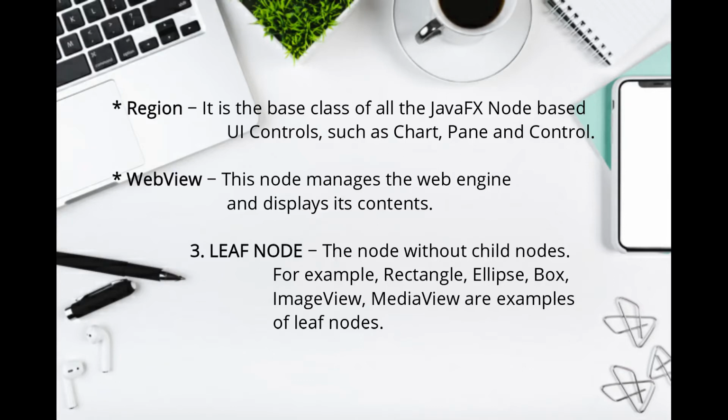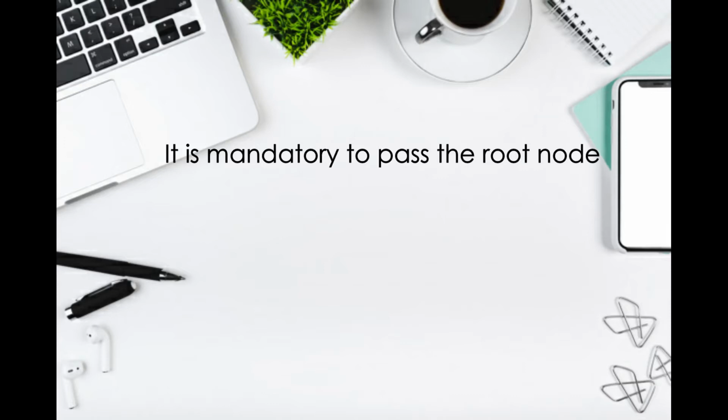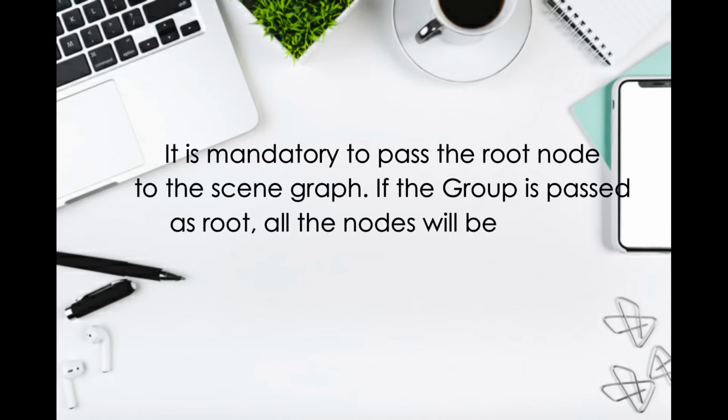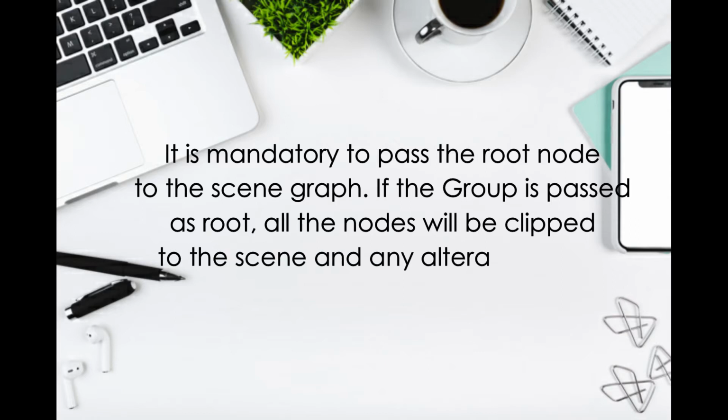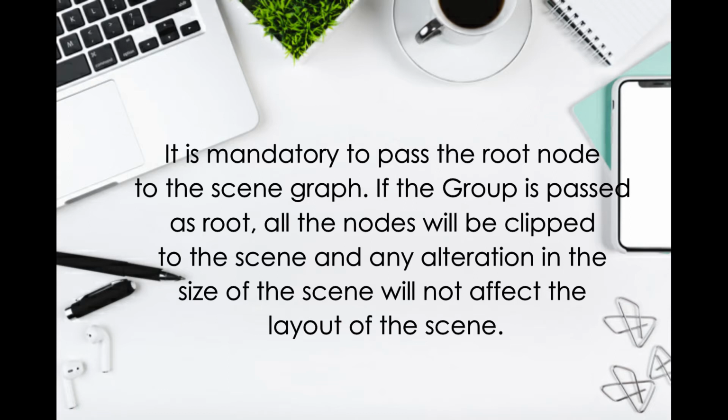The third type of node is the leaf node, the node without child nodes. For example, rectangle, ellipse, box, image view and media view are examples of leaf nodes. It is mandatory to pass the root node to the scene graph. If the group is passed as root, all the nodes will be clipped to the scene, and any alteration in the size of the scene will not affect the layout of the scene.